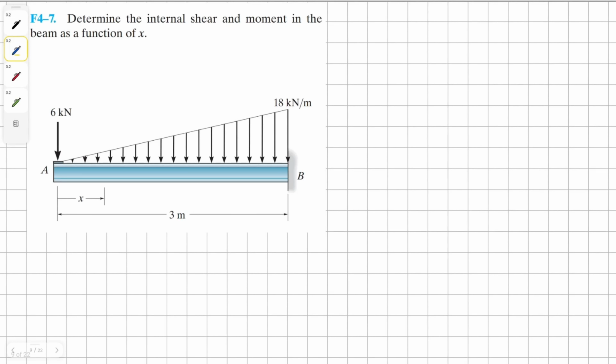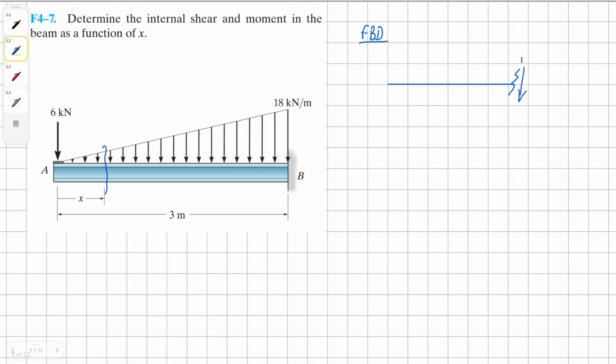Determine the internal shear and moment in the beam as a function of x. To solve this problem, we have to cut our beam at x. Let's draw its free body diagram. We're going to have a beam something like this, and then a cut.